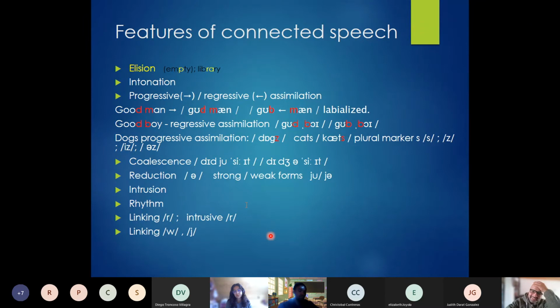A reduction that wasn't in the list and just appeared. Intrusion. Elizabeth mentioned linking R, intrusive R, and then I added the wu and ya. So more or less we were referring to that.